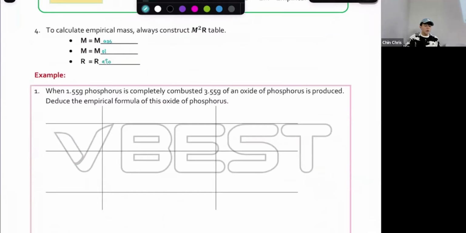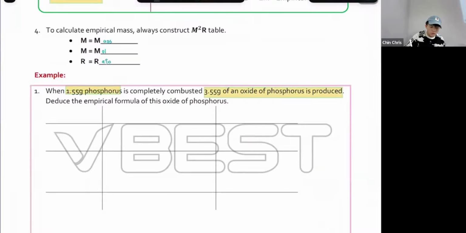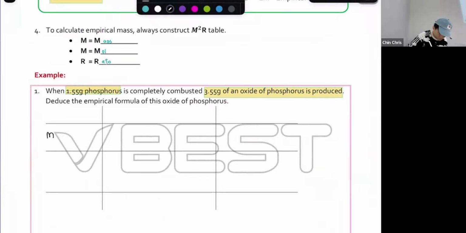Guys, next, let's look at the example. 1.55 grams of phosphorus is completely combusted, and 3.99 grams of oxide of phosphorus is produced. They want you to calculate the phosphorus oxide formula. M square table. Phosphorus is here, oxygen is here. Guys, do you remember how to do your M square table? Can you try it out first? I give you guys 1 minute. Please get me the answer. Let's go.